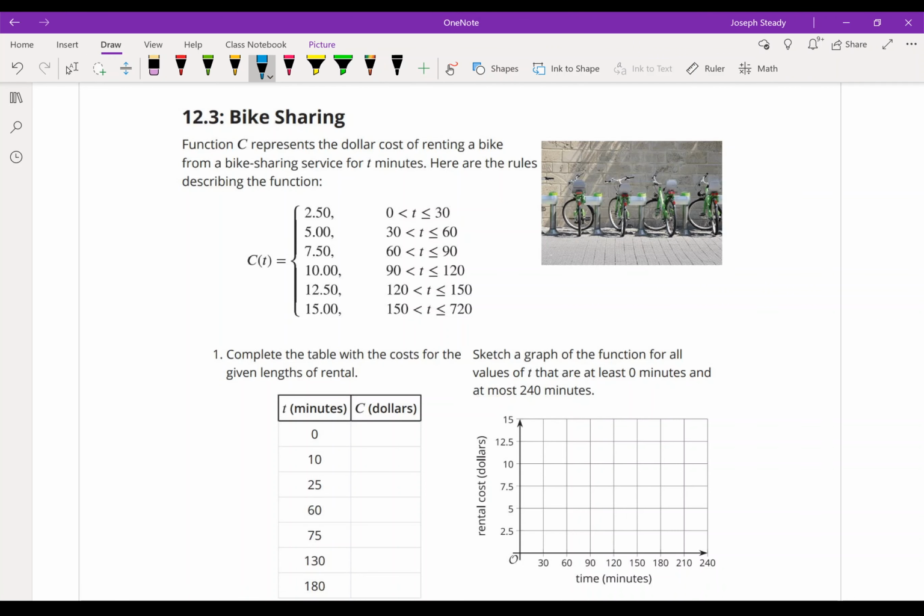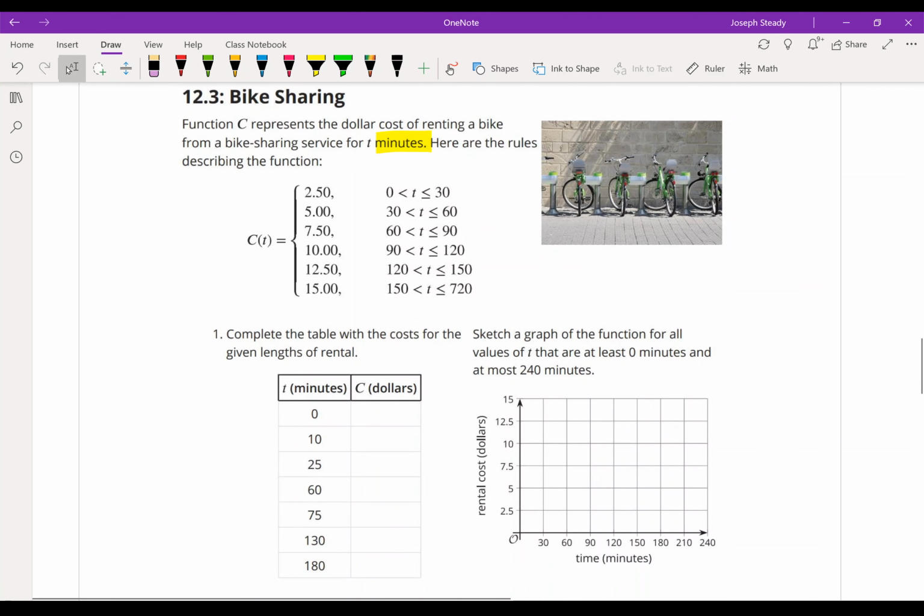In problem 12.3, we are given one more scenario to think about, which is the option to rent a bike for a certain amount of money, depending on how long you rent it. So in this case, the output is the cost and the input is time measured in minutes. The first thing they ask us to do is to fill in a table saying how much it would cost if you wanted to rent the bike for this much time.